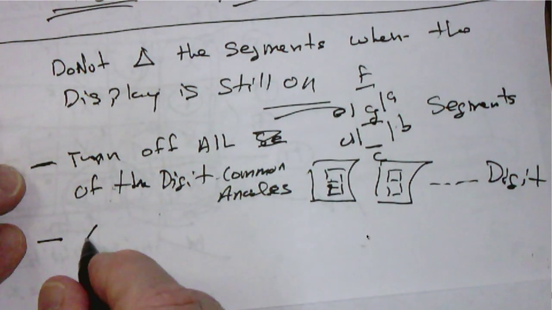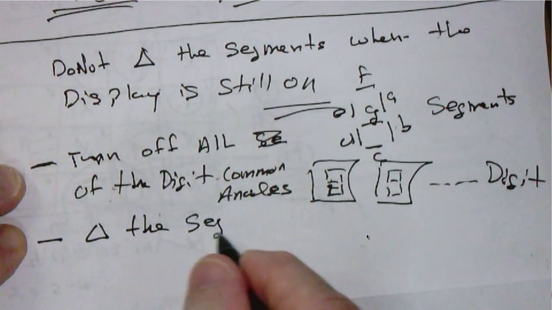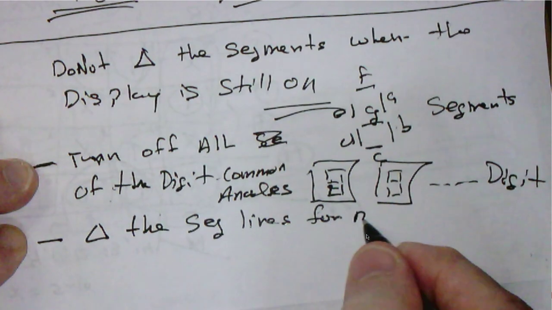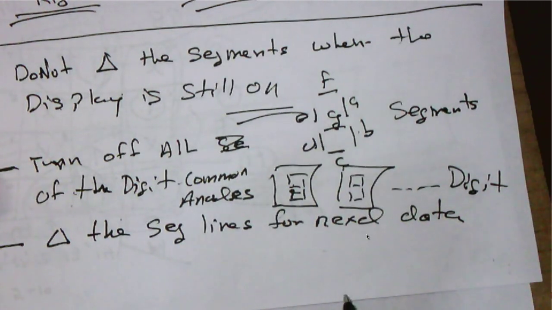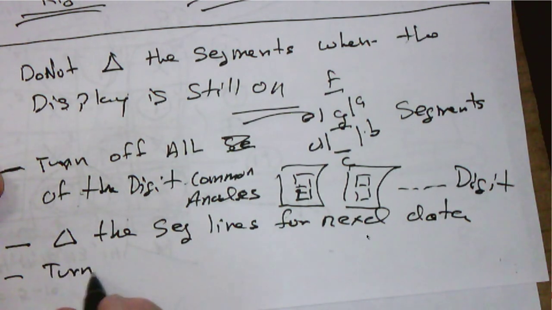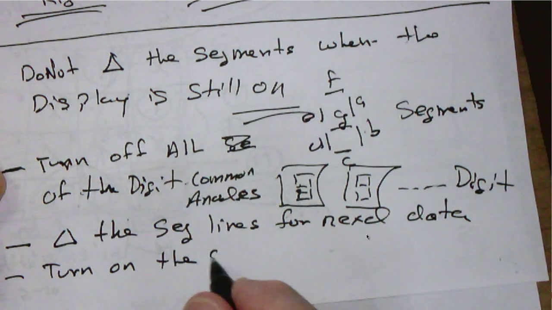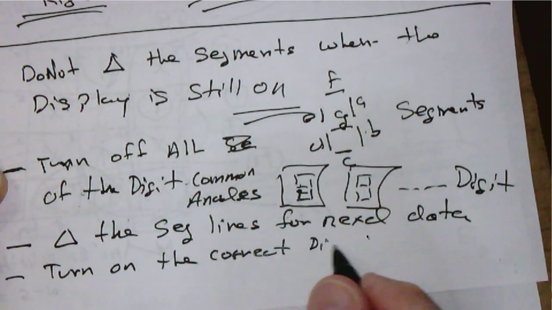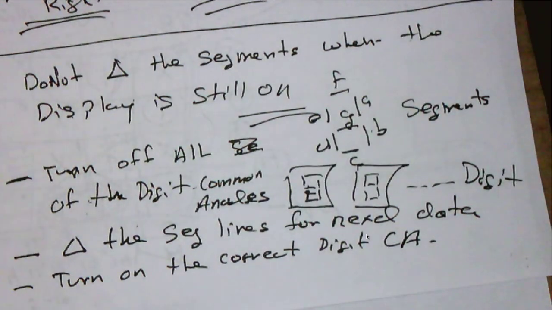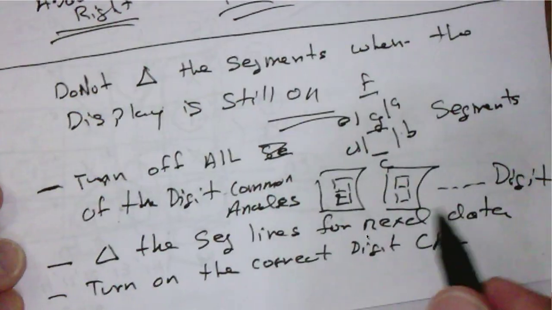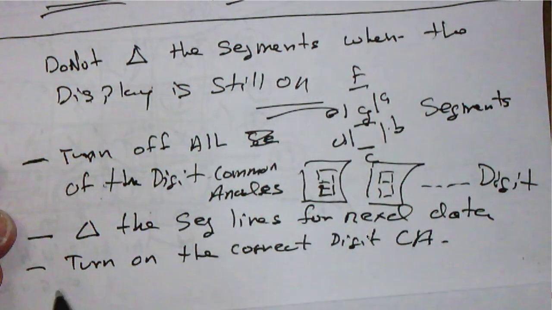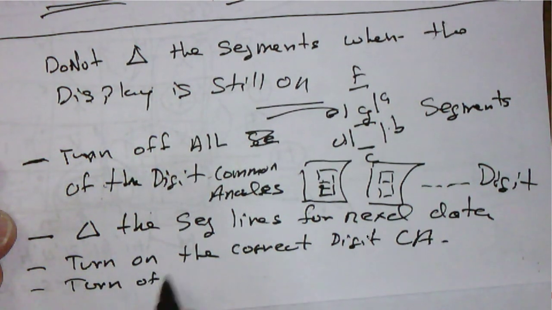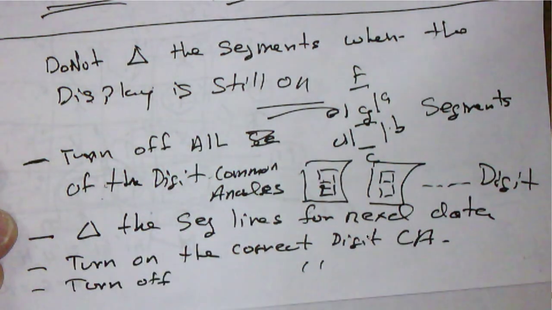And then you want to change the segment lines for the next data. So whatever you want to display next, you set that in. And then turn on the correct digit's common anode line. And then that'll show the new data that you have, and display it. And then you turn off that digit's common anode, and you turn them all off, but you might have two or three on, but you turn everything off.